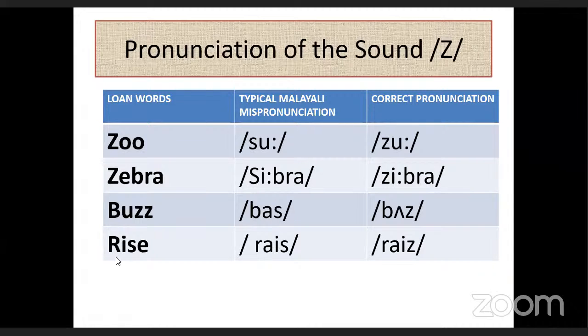And the last one, rise. The spelling is R-I-S-E. But the correct pronunciation is rize, with a Z. It is not rise with an S. The word should end with the sound z. Okay. So I hope that is clear.